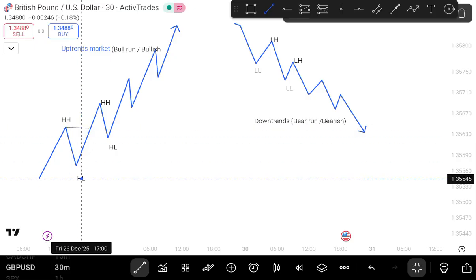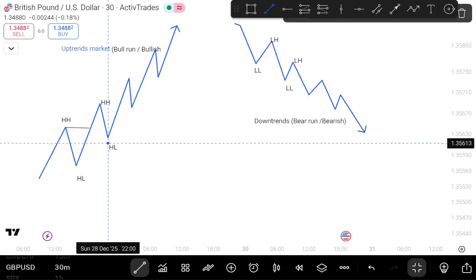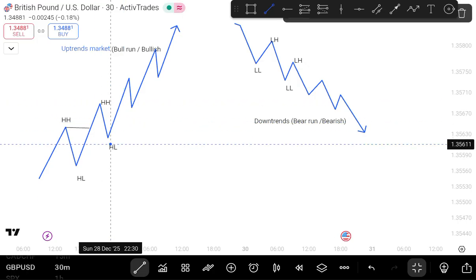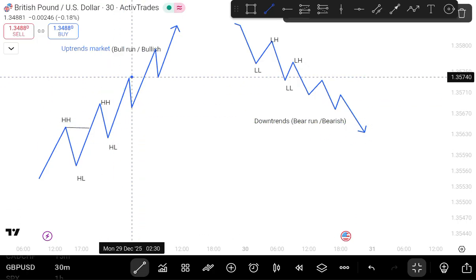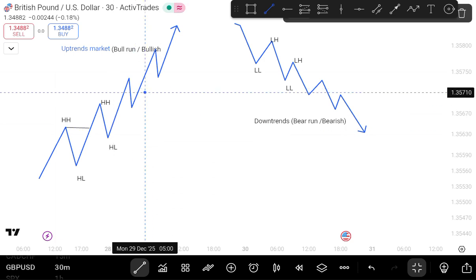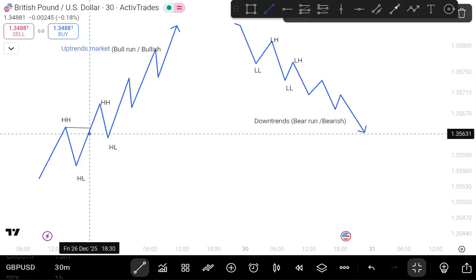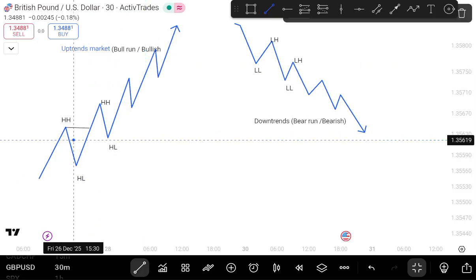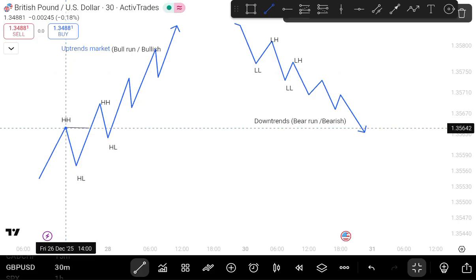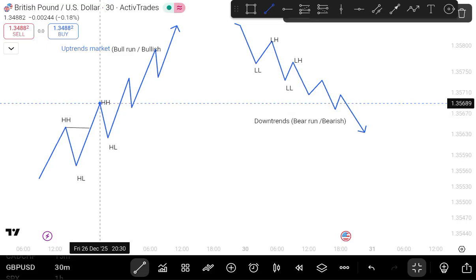You can see this is a structure. Higher high and higher low is one structure on its own. You understand? This is another structure of the uptrend market, and these are other structures of the uptrend market. Now, when this particular market retraces back and breaks the highest high of this market, then it is still in a bullish market.